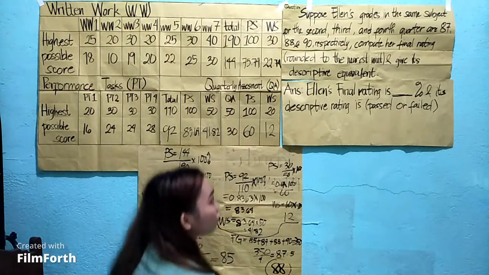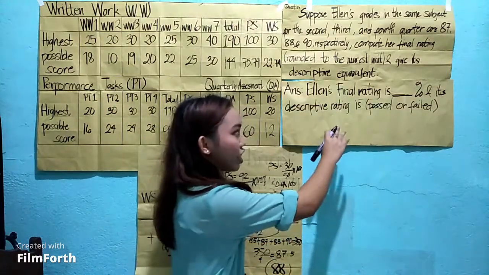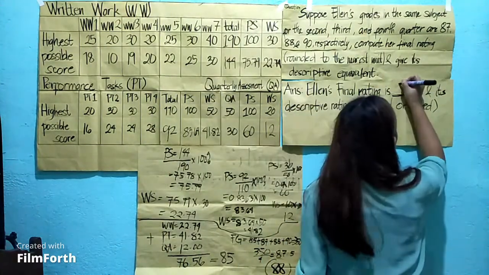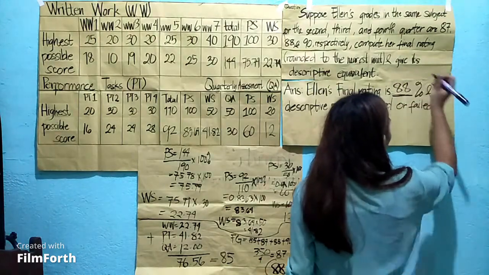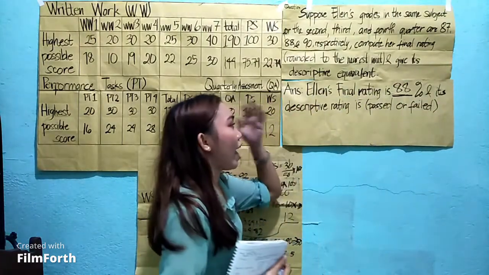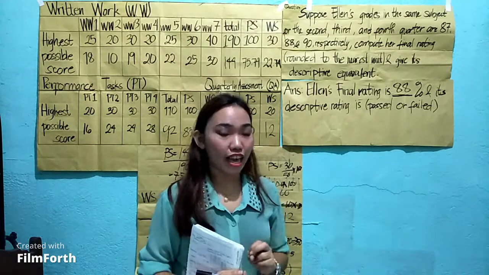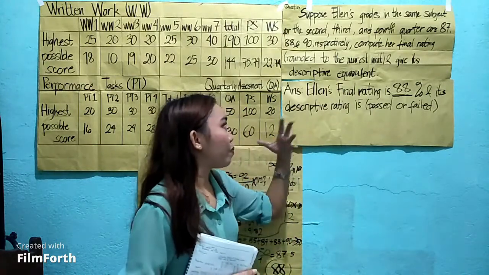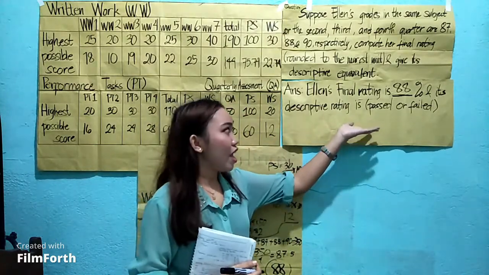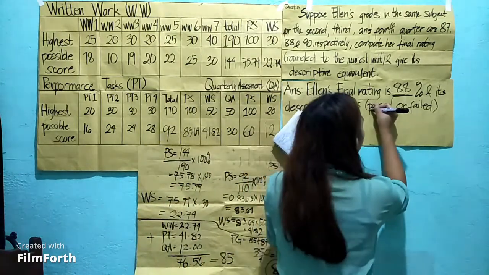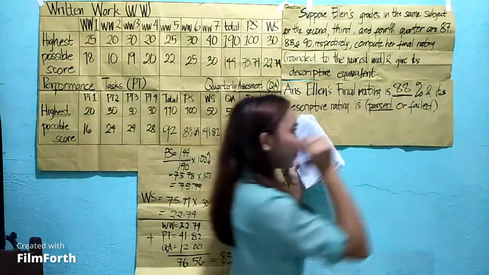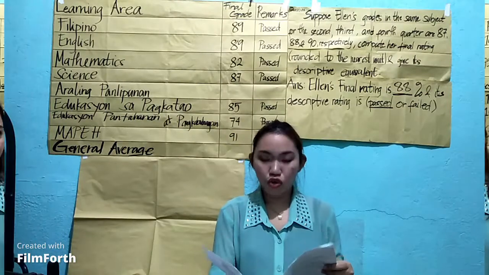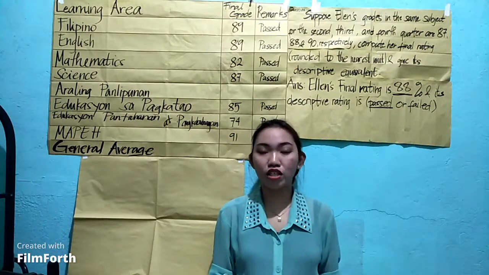So this is now the final grade. Final rating is 88. Answer: Ellen's final rating is 88%, and its descriptive rating is pass. So let's proceed to test 2B.